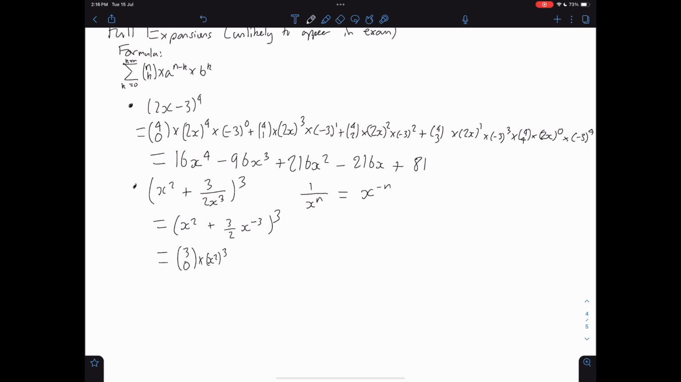So 3 choose 0 times x squared to the power of 3. And then, well, hopefully you'll be very familiar with this now. It does get very repetitive, I know. You just increase the number of objects you're choosing. You decrease the power of x squared and you increase the power of 3 over 2x to the power of minus 3 as you go along until you reach 3 choose 3.